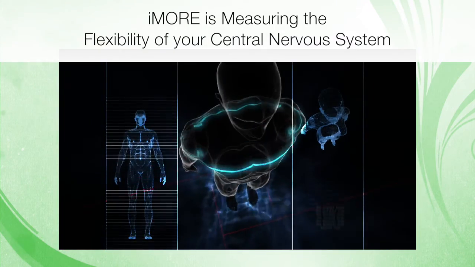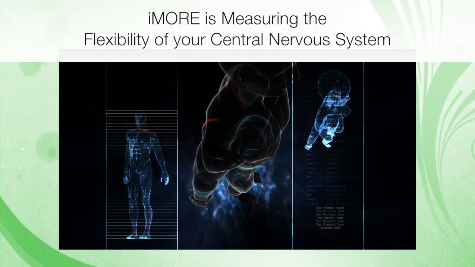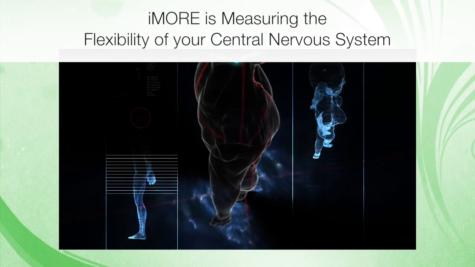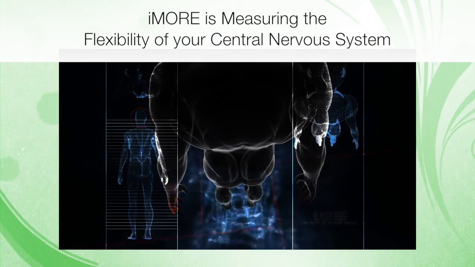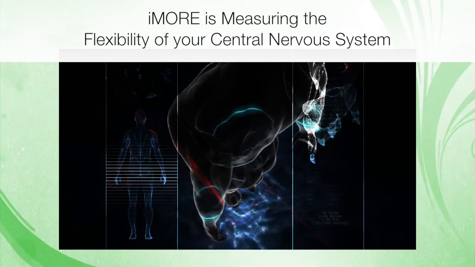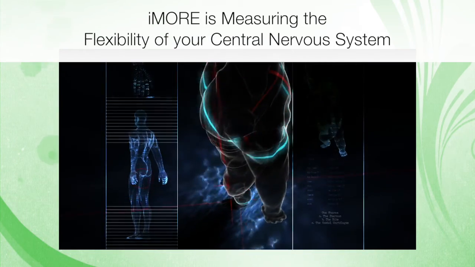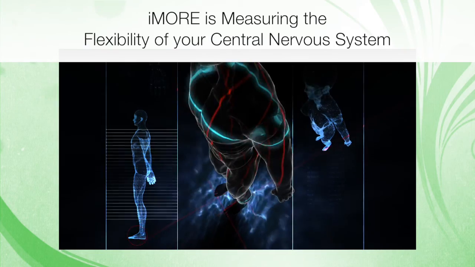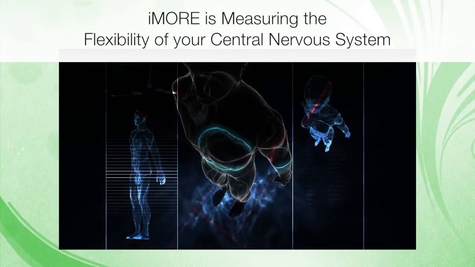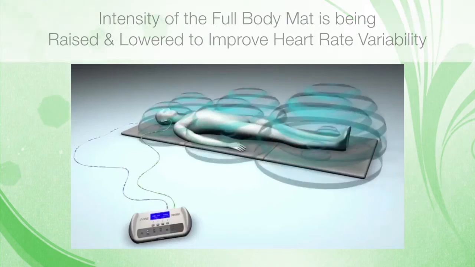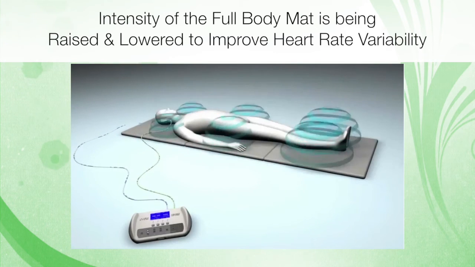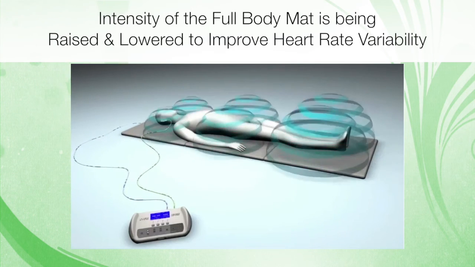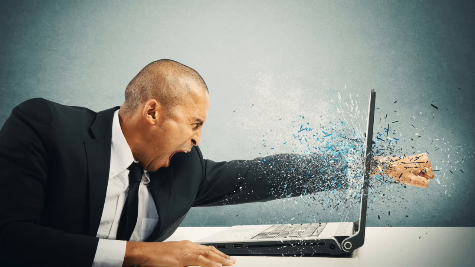Now, if you didn't follow all that, or if any of this is confusing, really all you need to know is that the iMRS system is measuring the flexibility of your central nervous system. The intensities in the full body mat are getting raised and lowered to improve your heart rate variability, or the central nervous system flexibility. And what that does is it helps you to handle the stresses of life much better.